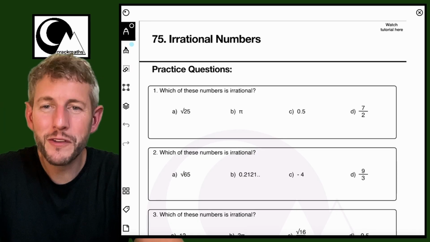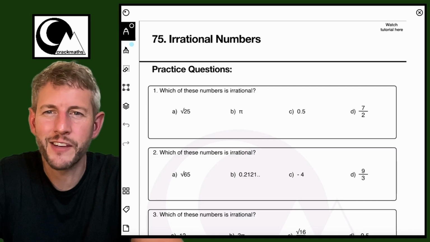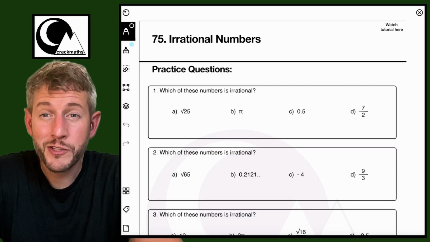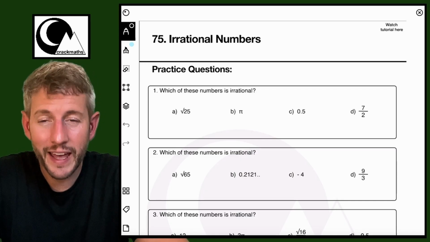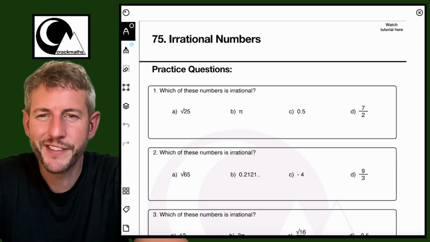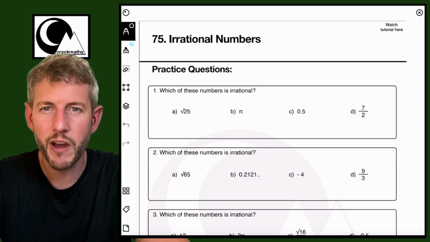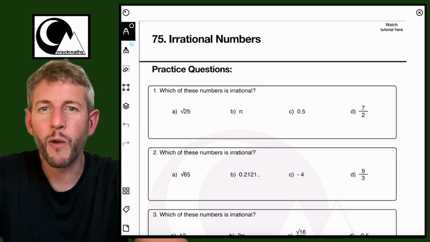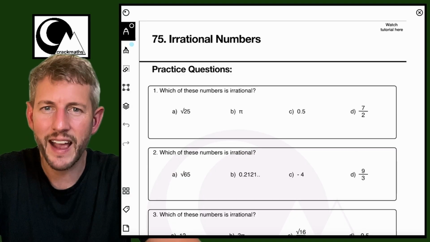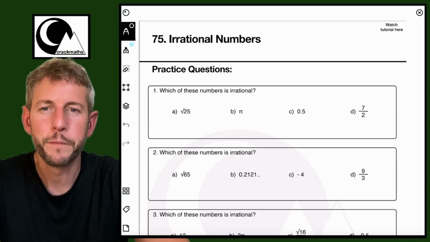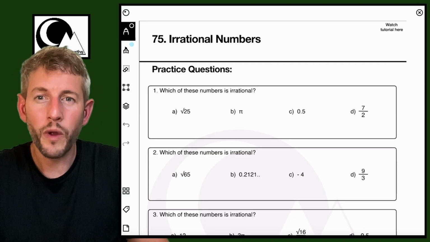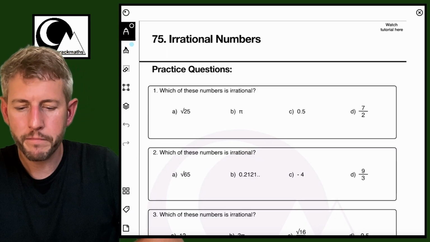Hello and welcome to this question and answer session on questions on irrational numbers, where we're going to be looking at 10 sets of practice questions and 10 sets of scenario-based questions using irrational numbers and exact values. Okay, so let's get started with question 1.